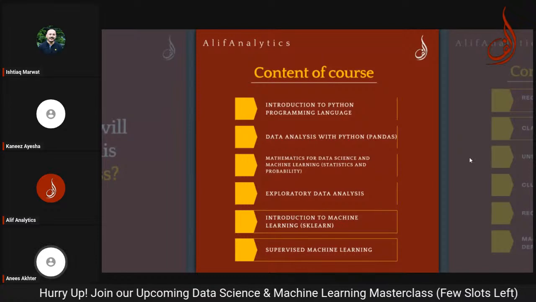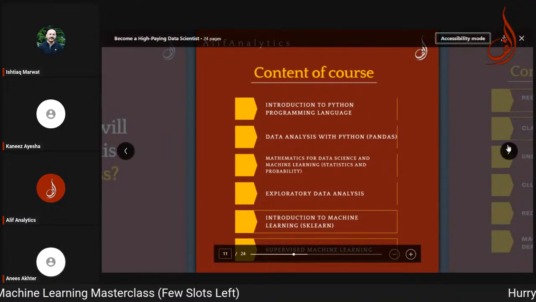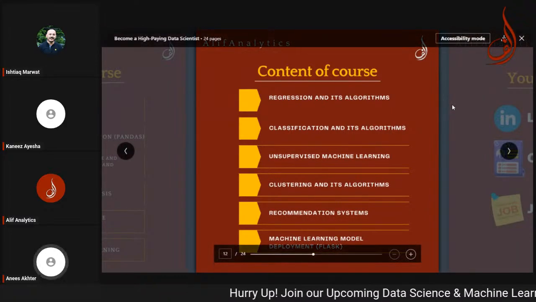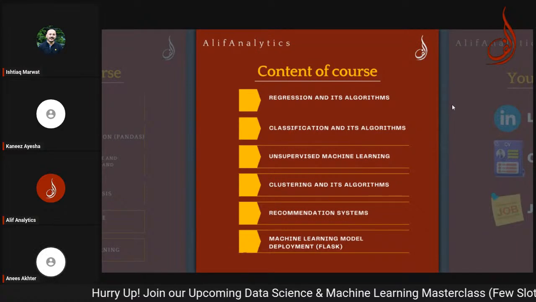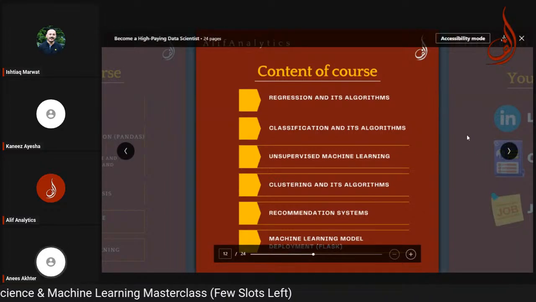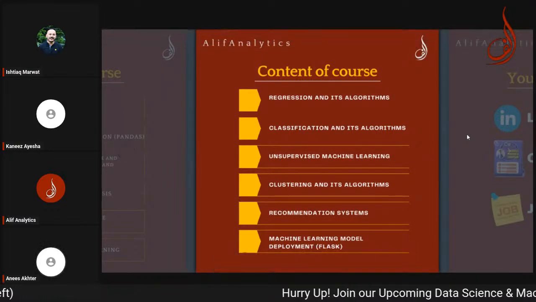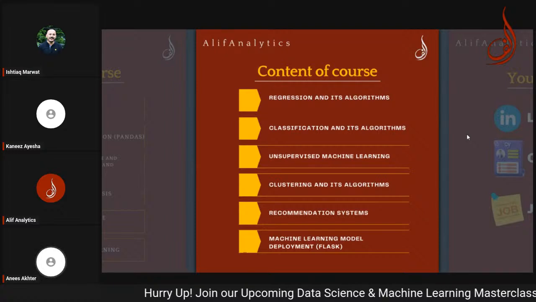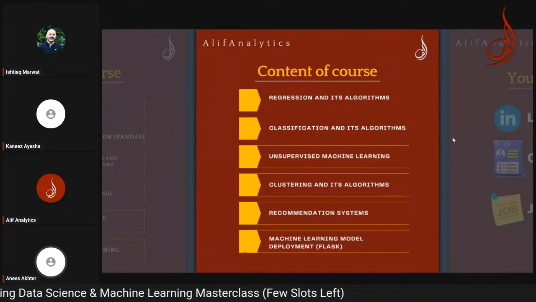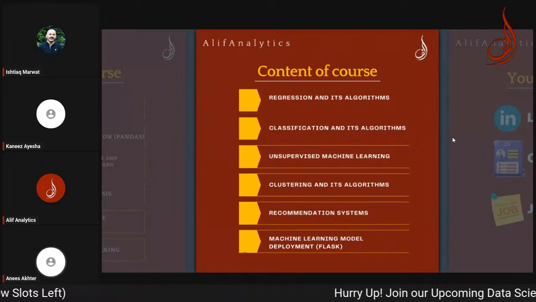Afterwards, we will go for machine learning, and we'll learn supervised machine learning and unsupervised machine learning. In supervised machine learning, we will explore regression and classification along with multiple algorithms and the most used traditional algorithms in the current industry. And afterwards, for unsupervised machine learning, we'll explore clustering and recommendation systems that are in use nowadays. And obviously, to complete the data science pipeline, we need to know how we can deploy our model. Okay, so we'll cover the model deployment as well. So the students will have the end-to-end experience of data science.